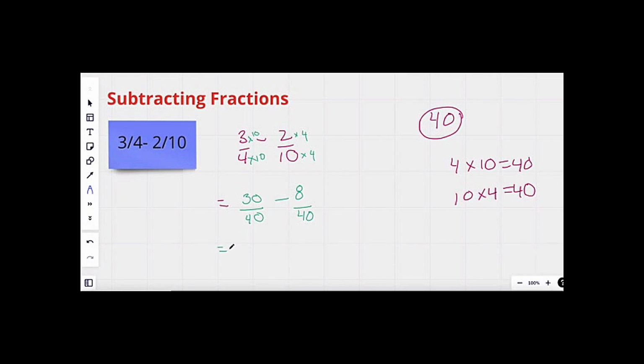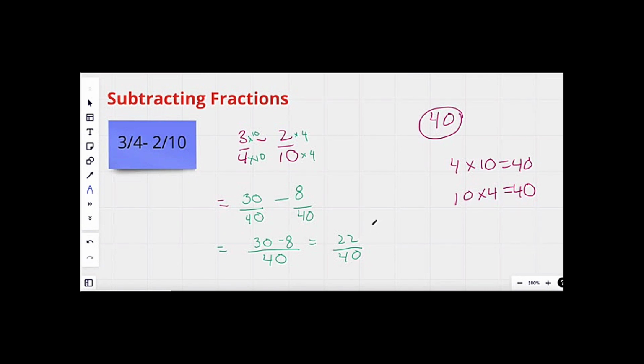So now we're ready to subtract. Our denominator will be 40, and we can now get our 30 minus 8, which is 22. So when we subtract 8 from 30, we've got 22, and our denominator will be the same. So now we have 22 over 40. Are we done? No, we're not done. And the reason we're not done is because we can reduce this further.